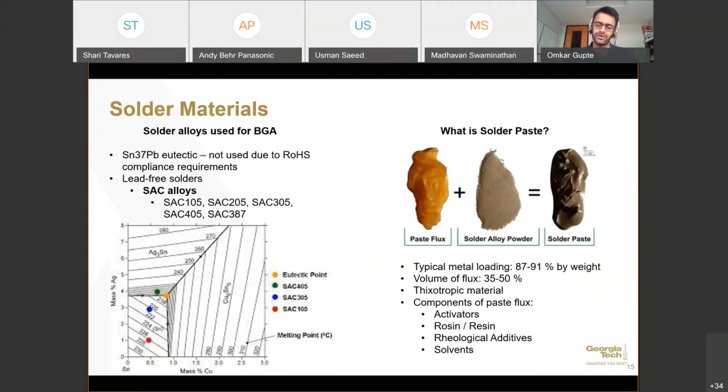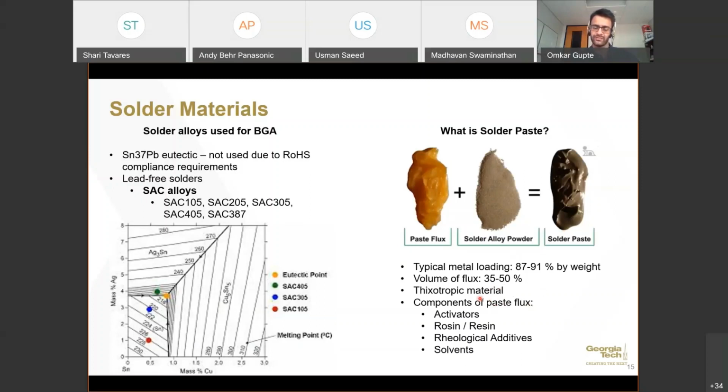Solder paste is essentially a combination of two different materials. One is the solder alloy powder itself, the metal content, and the second is the paste flux. When we mix these, we end up getting a solder paste. The typical metal loading in the solder paste is about 87 to 91 percent, depending on the paste type, and the volume of the flux in this mixture is about 35 to 50%. So it's a pretty large amount of flux that is used in this mixture.